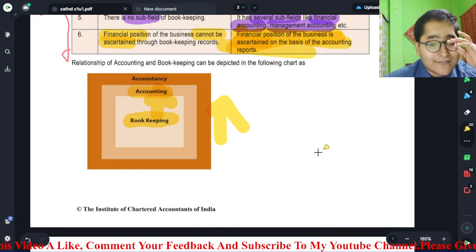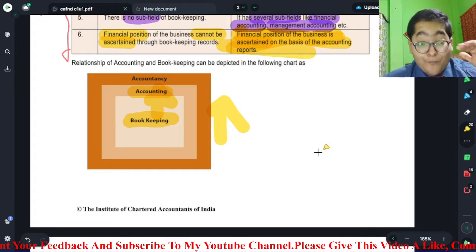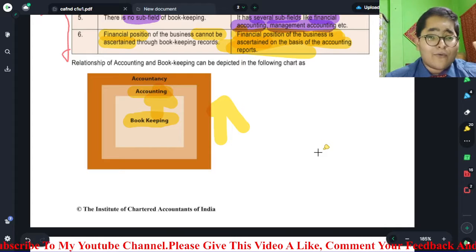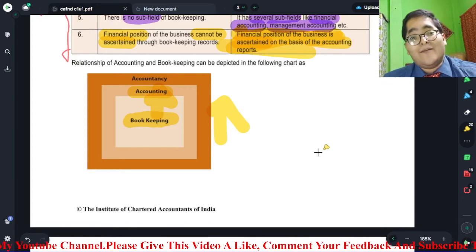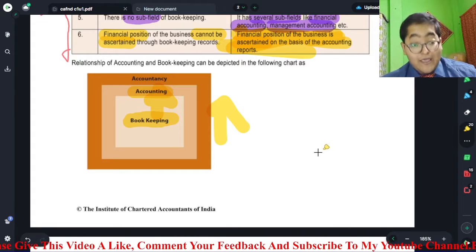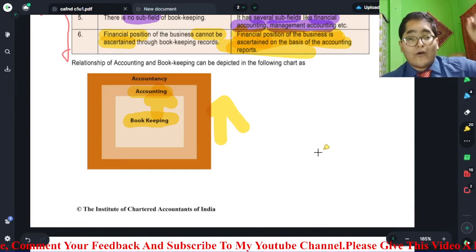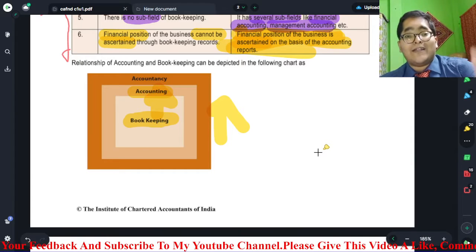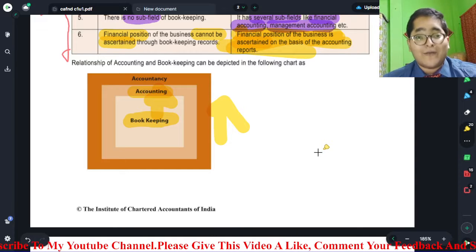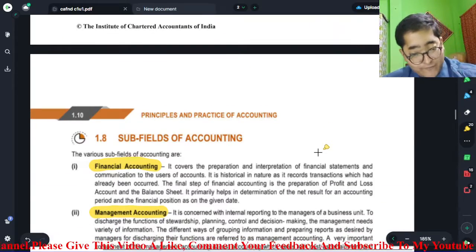So, if somebody asks, is accountancy equal to accounting plus bookkeeping? The answer is yes. Without bookkeeping, accounting cannot be there, but without accounting, bookkeeping can be there, because bookkeeping is the recording of the transactions. But accounting needs bookkeeping, because without recording the transactions, how can one interpret or analyze the information? That is why without bookkeeping, accounting cannot be present, but without accounting, bookkeeping has its value and its existence.